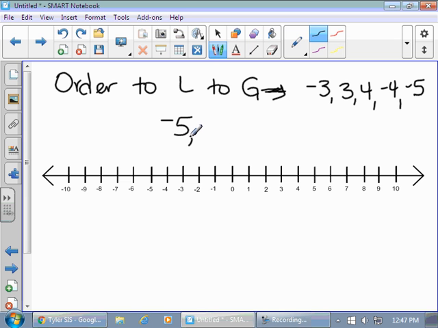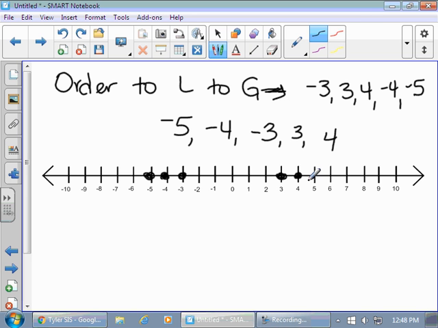All right. Who thinks they know what the next number would be? Bree? Olivia? Austin? -3. And my last one? 4. Okay. Let's check. Let's go back and plot these points. So here's -3. Here's +3. Here's 4. Here's -4. And here's -5. So if I go from left to right, did -5 appear to be the first one? -4, -3, 3, and 4.